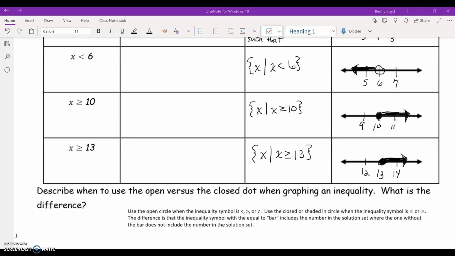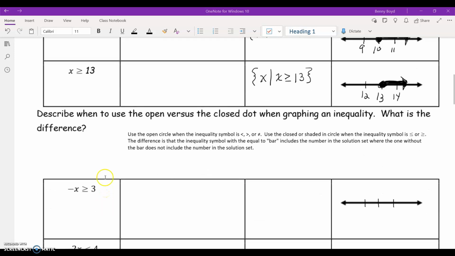Okay, guys, so how did you answer that question? Here's how I answered that question. You use the open circle when it's greater than, less than, or not equal to, and you use the closed or shaded circle when the inequality symbol is less than or equal to or greater than or equal to. The difference is when it has the equal to bar, it includes that number in the solution. When it doesn't include the equal to bar, it does not include that number in the solution.